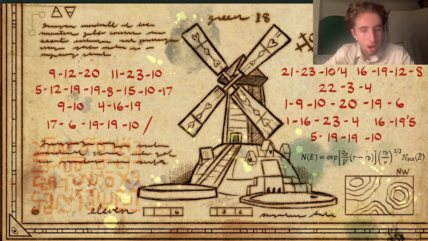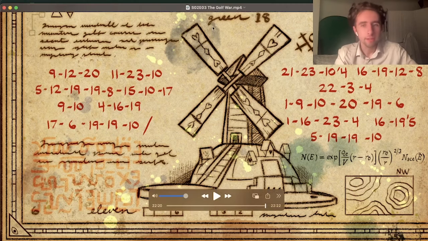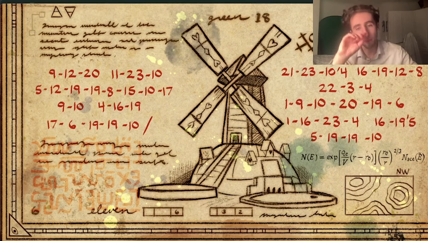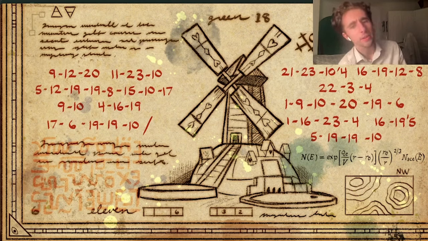because Green 18. Green 18 was this course. So the windmill was the 18th hole on the mini golf course, because that's the last one that they go to, obviously, and there's 18 holes on the golf course. So there you go. Yeah, cool. So there was nothing else. And I think that's the end of this video, to be honest.